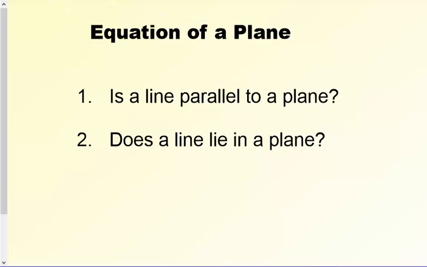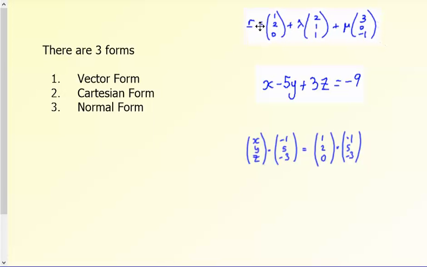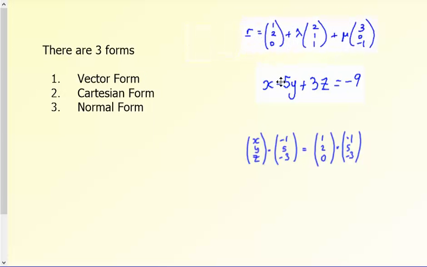So just to remind you, we've been working on the equation of a plane, and that there are three forms that we can have for that, and we'll be using the one that's most appropriate in this case to help us solve the problem. The first one is the vector form of a plane. Here we have the Cartesian form, and finally the normal form of a plane.